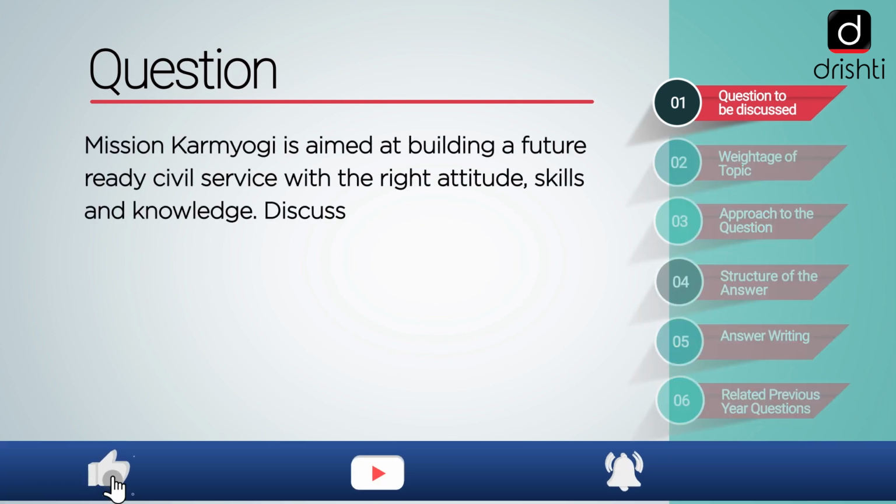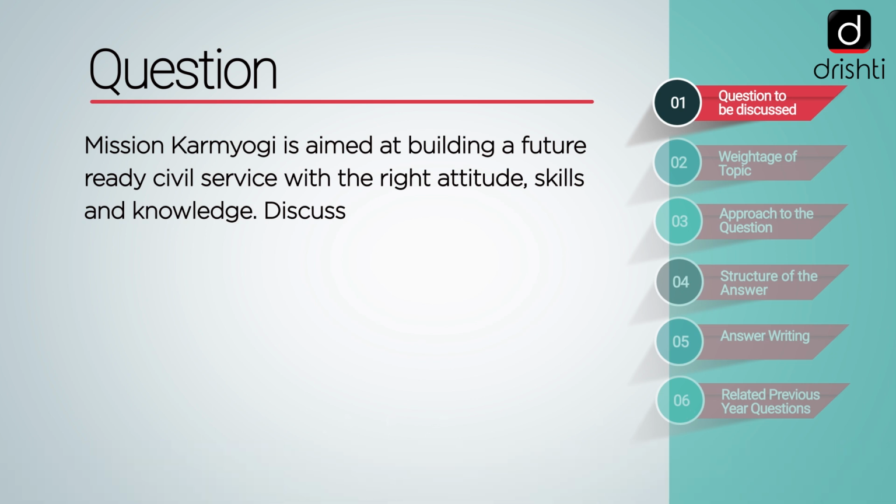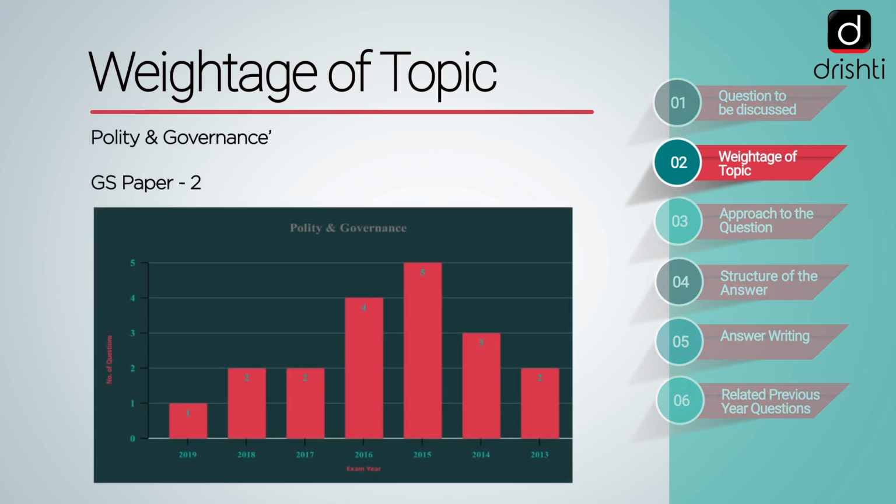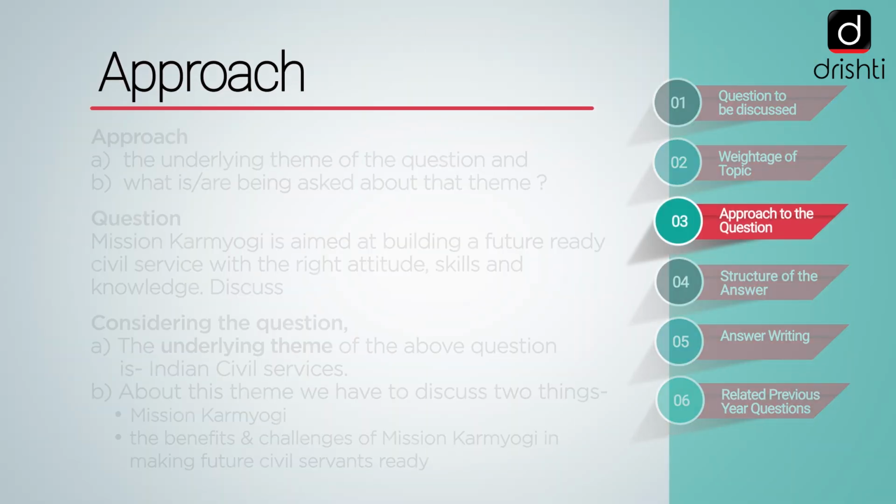Mission Karmyogi is aimed at building a future-ready civil service with the right attitude, skills, and knowledge. Discuss. We can narrow the question towards polity and governance, that is part of GS paper 2, and the weightage of the topic can be assessed from the graph displayed. Now, let us look at how to approach the question.